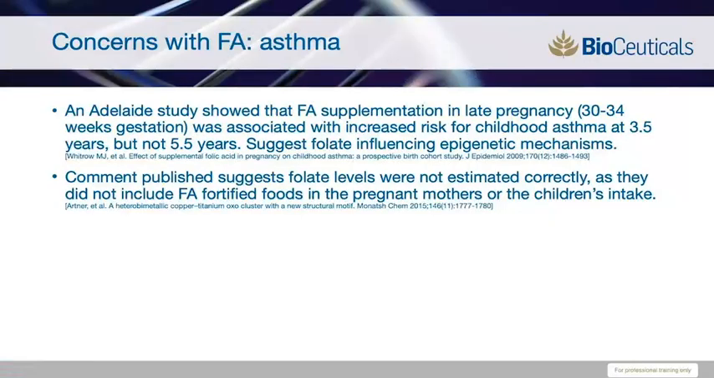In relation to folic acid during pregnancy, there have been some studies suggesting there could be concerns in relation to asthma. So there was a study in Adelaide that found that women who were supplementing in late gestation, so 30 to 34 weeks, were more likely to have a child who developed asthma at the age of 3.5 years. However, they no longer had asthma at 5.5 years of age. So how you explain that, I'm unsure. The authors state that it may be due to epigenetic regulation. There are some comments on this paper for anyone who wants to look into that.